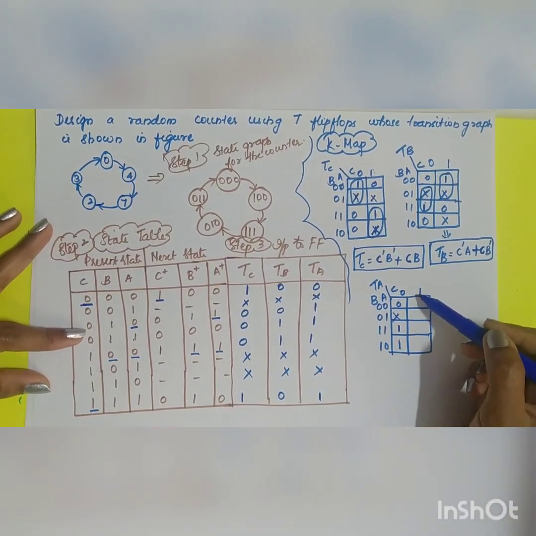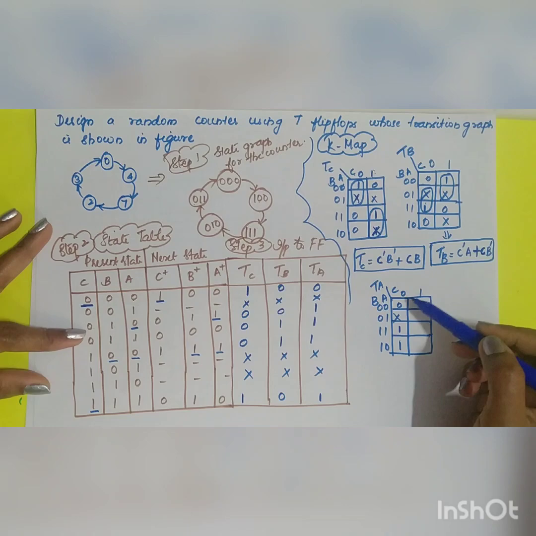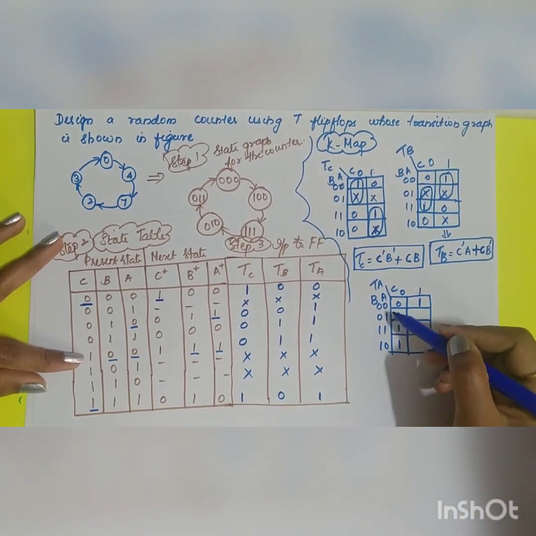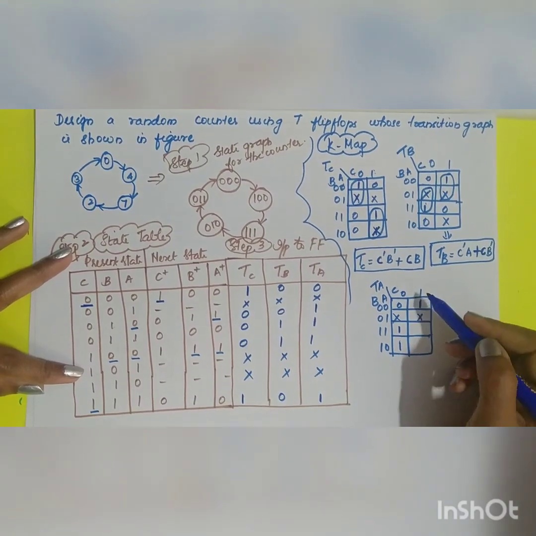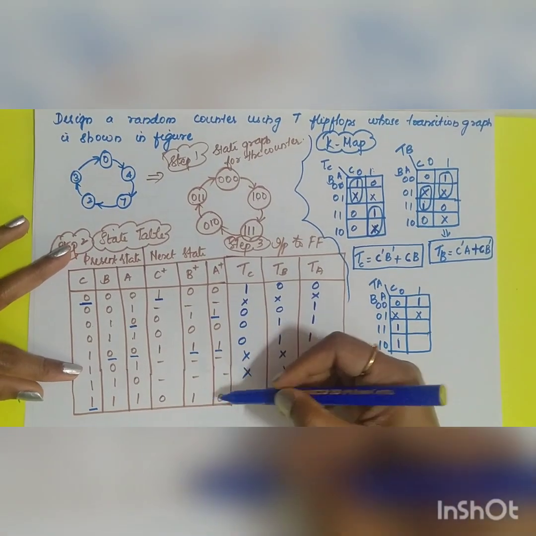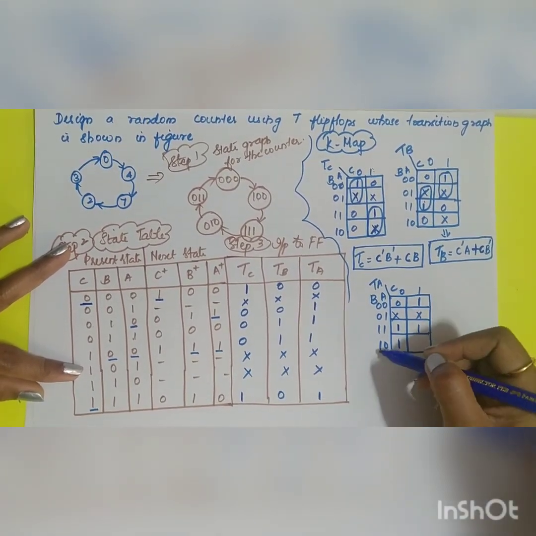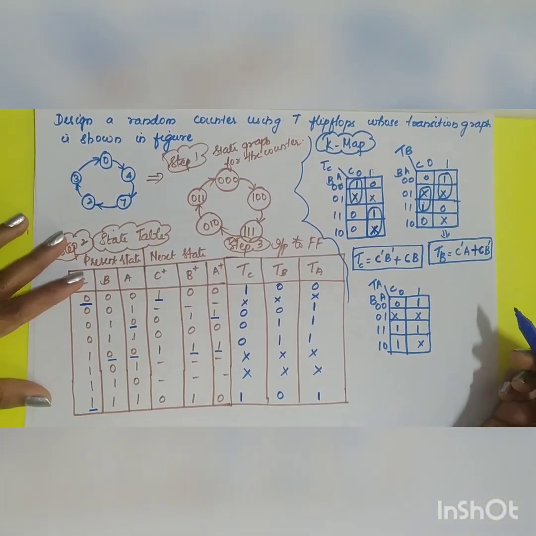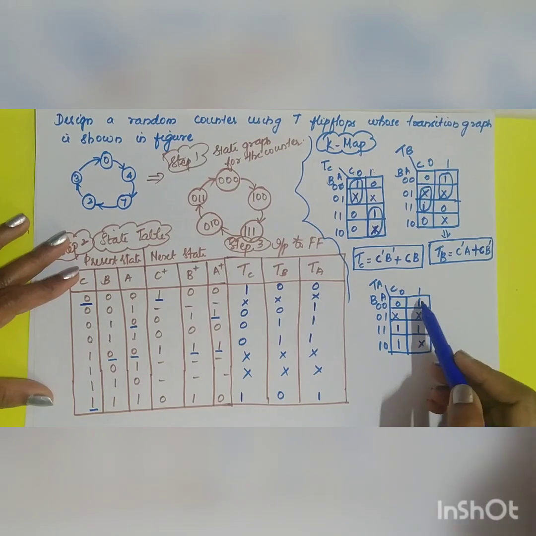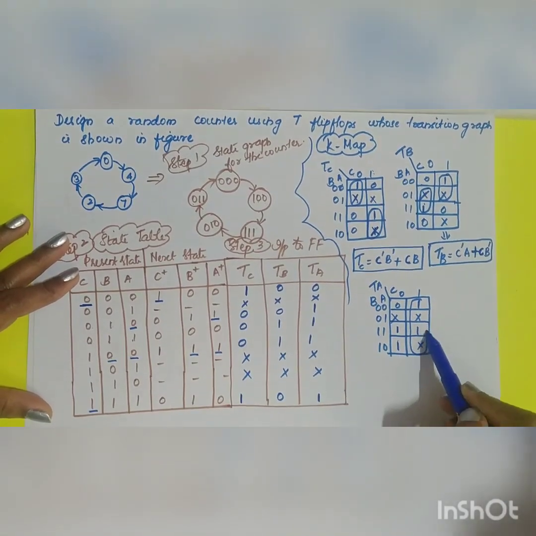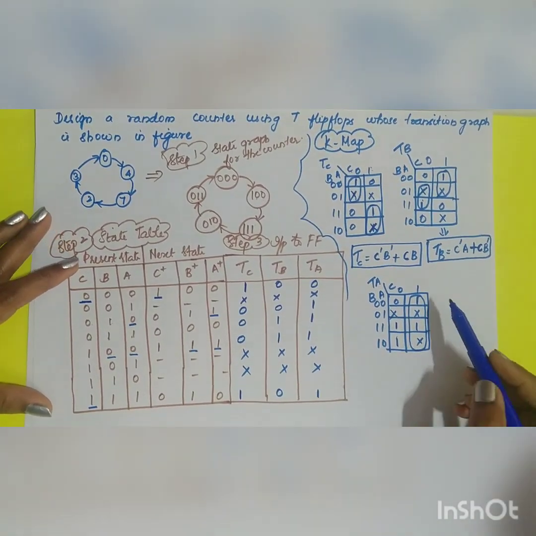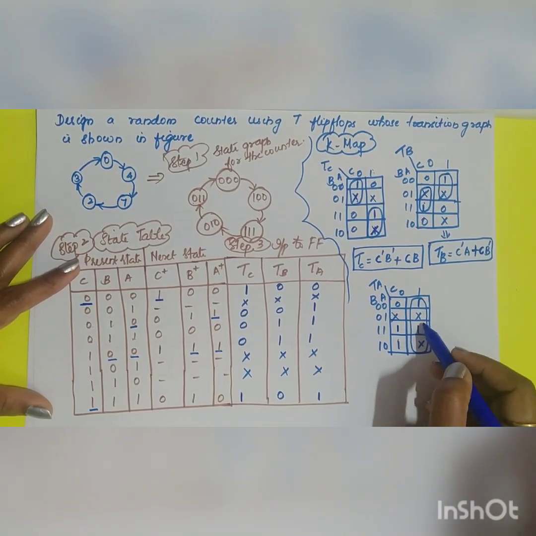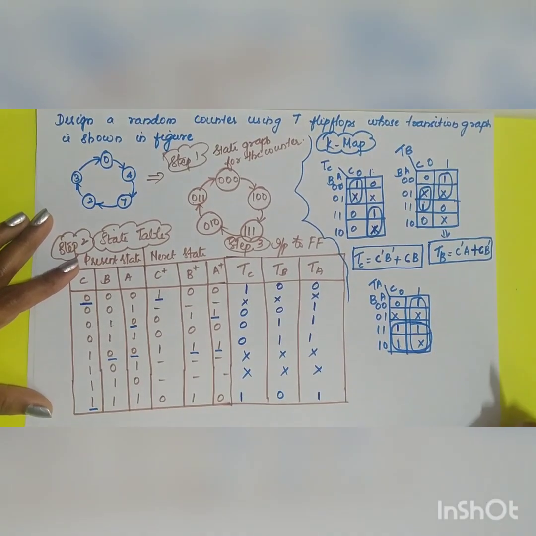Now what is your next condition? 1, 0, 0. You have your value as 1. 1, 0, 1. You have your value as don't care. 1, 1, 1. You have the value as 1. 1, 1, 0. You have the value of don't care. So how can you group now? So you can group this full column together. And here you have 1, 1, 1, X, right? So this can be grouped into 4.